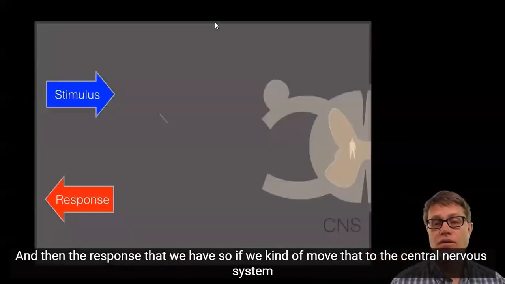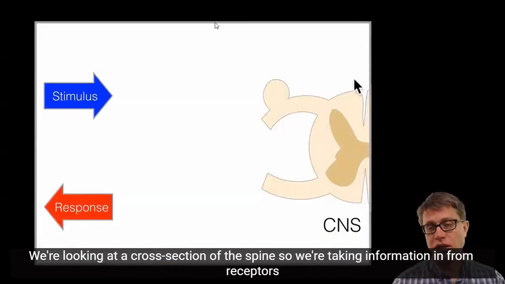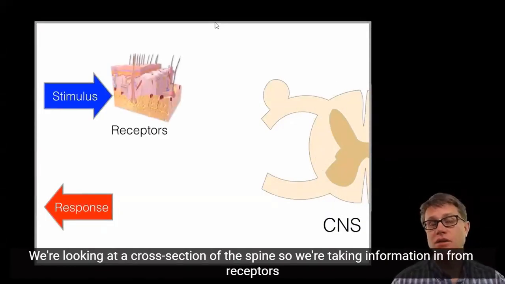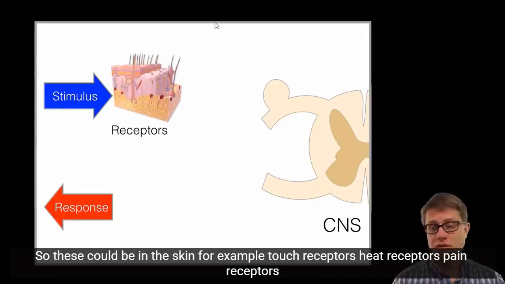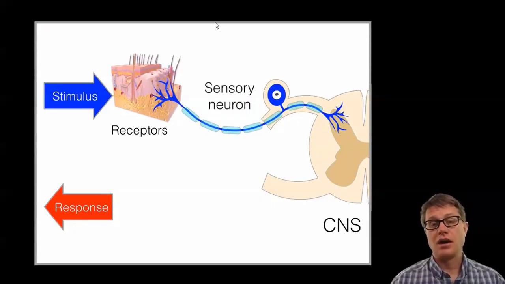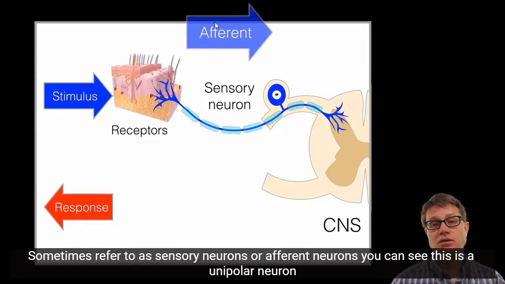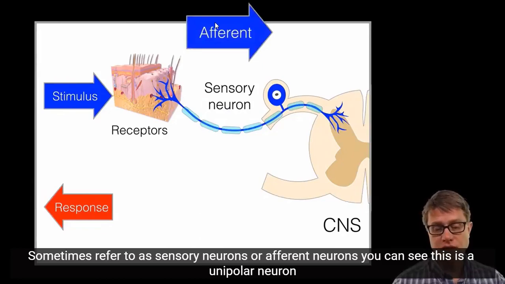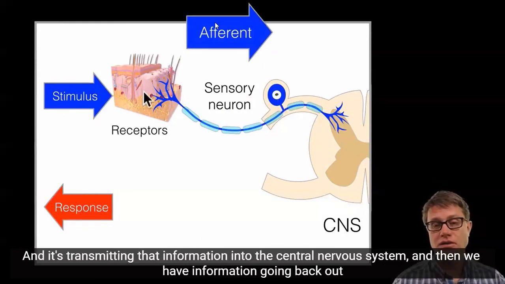So if we move that to the central nervous system, we're looking at a cross-section of the spine. So we're taking information in from receptors. These could be in the skin, for example, touch receptors, heat receptors, pain receptors. And so we have to transmit that information to the central nervous system. Those neurons that bring information in are sometimes referred to as sensory neurons or afferent neurons. You can see this is a unipolar neuron, and it's transmitting that information into the central nervous system.